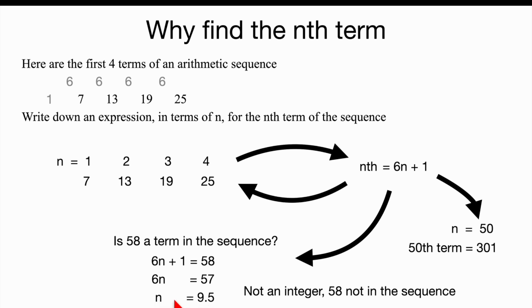If, for example, n had been 52, then we'd know the 52nd term was 58, but it ain't. I hope that makes life a little bit clearer for you.